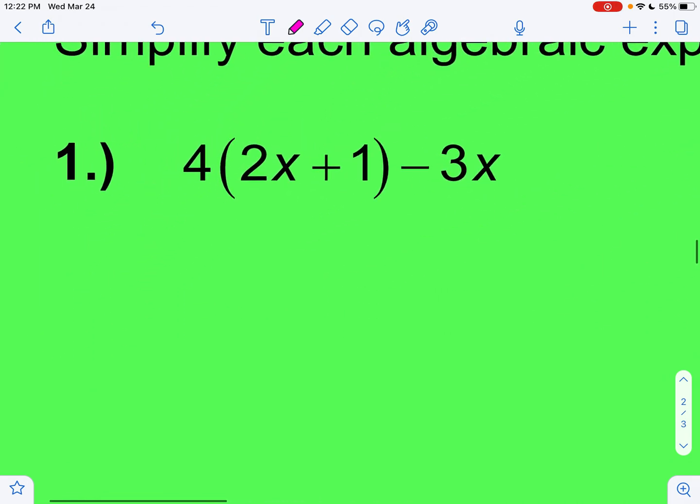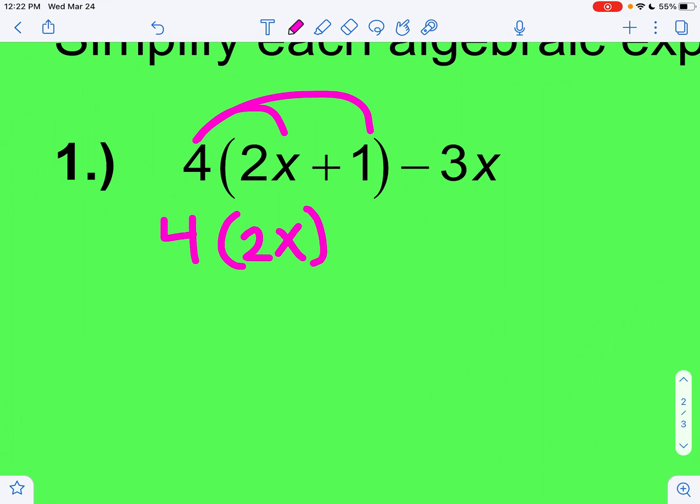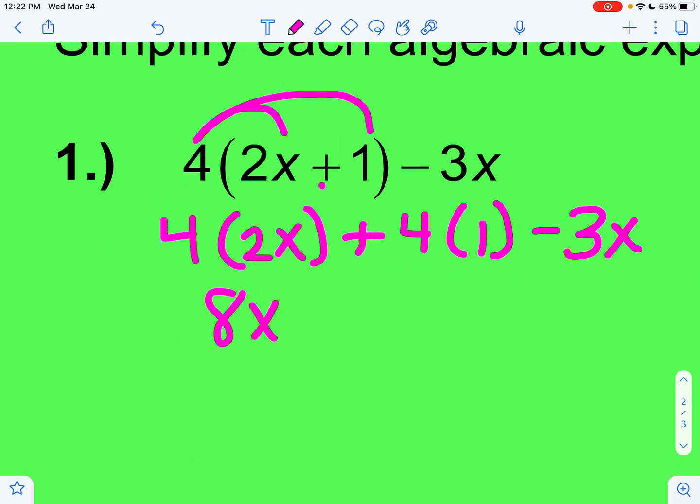Alrighty, let's practice. So we need to simplify each algebraic expression. So we have 4 times 2x plus 1 all in parentheses minus 3x. Before we can combine terms, we need to get rid of these parentheses. So to do that, let's distribute our 4 to our 2x and to our 1. Okay, so we're taking 4 times 2x plus 4 times 1, and then we still have that minus 3x there on the end. Okay, 4 times 2 is 8x, plus 4 times 1 is 4, minus 3x.